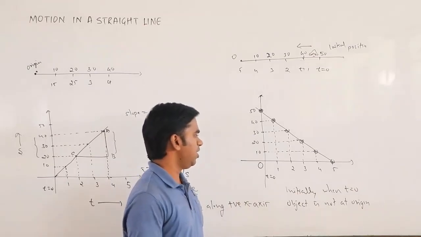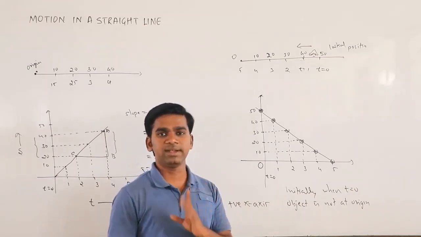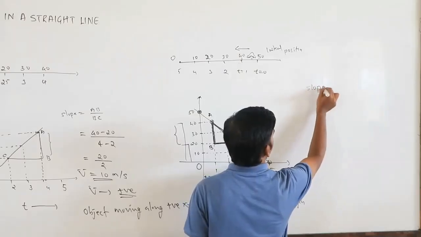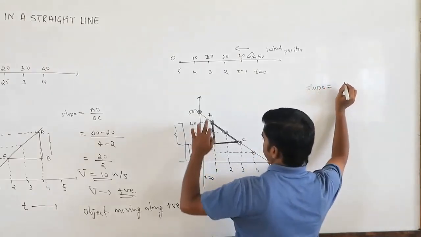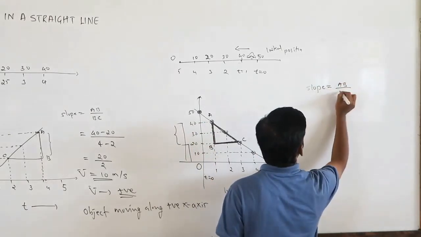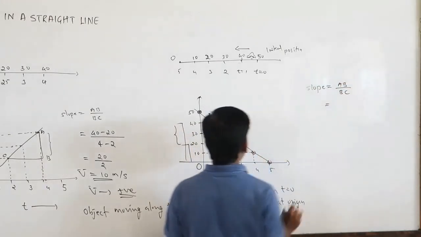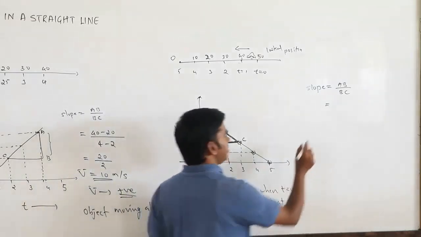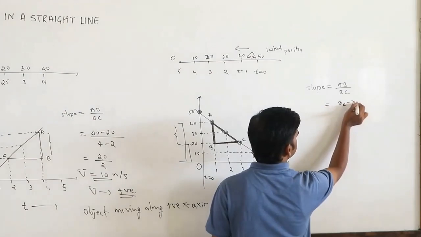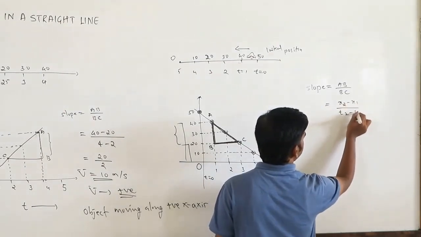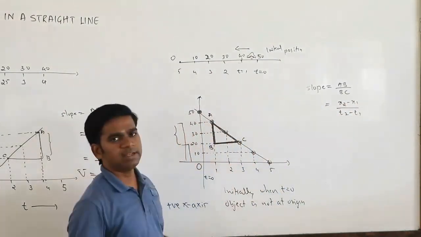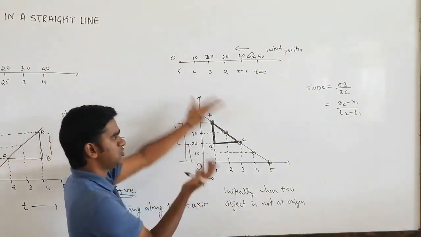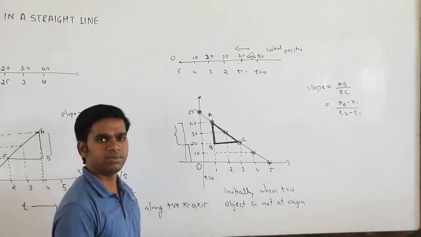To calculate the value of velocity, what do you have to calculate? You have to calculate the slope. We'll see what the slope is, which is very important. So slope is equal to what? AB divided by BC. Okay. Now it is better if I write it in terms of x2 minus x1 by t2 minus t1, or s2 minus s1 divided by, what is that? This distance minus this distance. You can take s2 minus s1 or d2 minus d1, whatever.